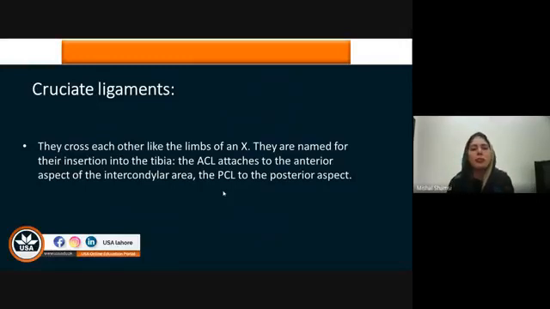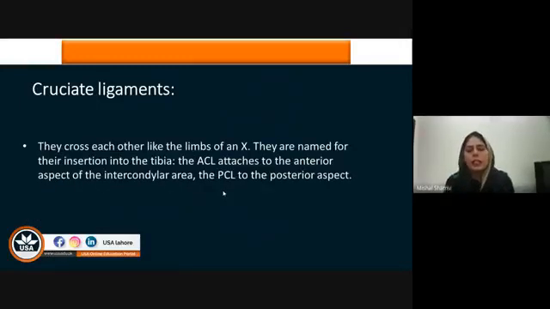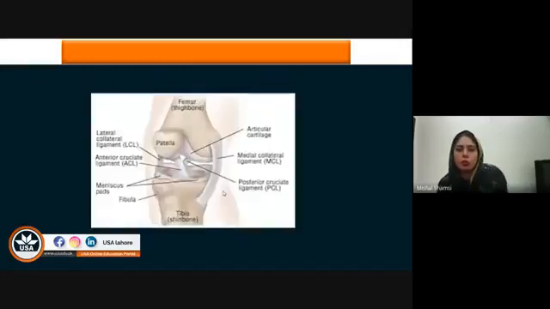So these are the few things you must learn about the cruciate ligaments: there are two types of cruciate ligaments, anterior and posterior. ACL is lateral, PCL is medial, they form the pattern of an X. ACL is anterior and PCL is posterior.